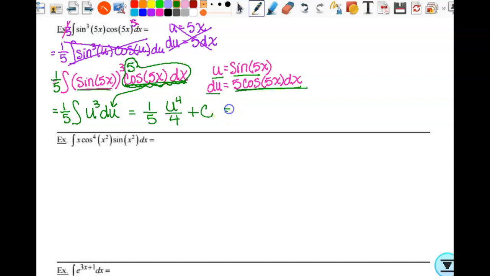All right, so now I'm going to take this 1/5 times 1/4, basically. That gives me 1/20, and then u to the 4th. So u is sine of 5x, so this is going to be 1/20 sine to the 4th of 5x plus c.